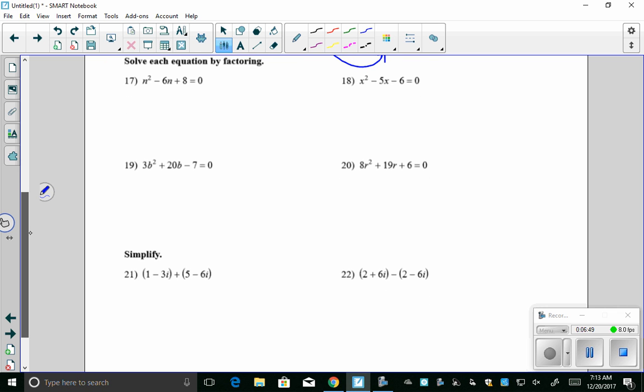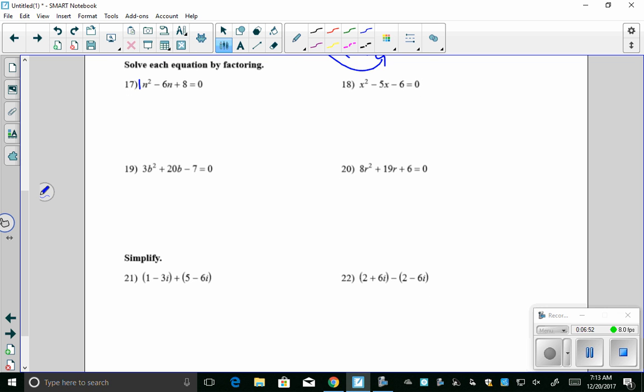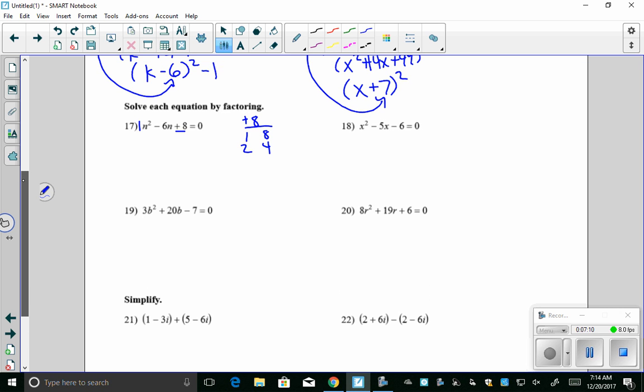Number 17. Because the number in front of n squared is a 1, all you do is take the 8 and list its factors. 1, 8, 2, 4. Once you do that, you have to ask yourself, the sign on my 8 is positive, so a positive C means the signs are the same. A negative C means the signs are different.